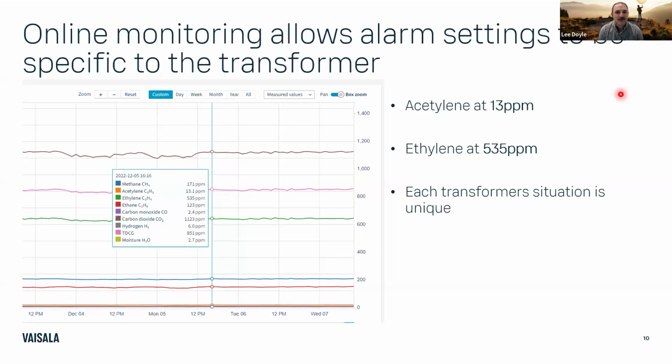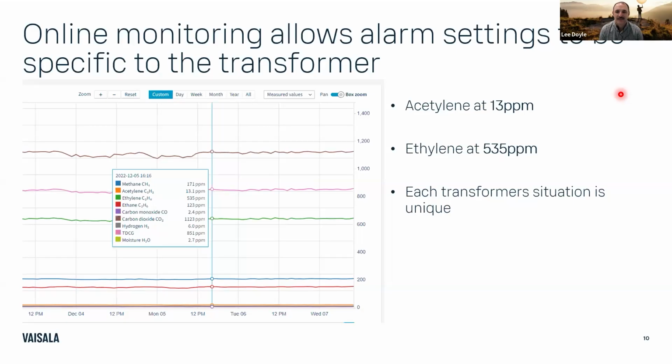But when it comes to online monitors, this is where the value really shows: the trend. We can see that yes, they're very high, but they're very stable. And it gets to what you just mentioned about use cases. There may have been some event that caused this, but it's not ongoing. It's not an ongoing issue inside the transformer, and therefore it's not something we should ignore, but it's something where we don't need to take this transformer out of service. We don't need to monitor it more closely.